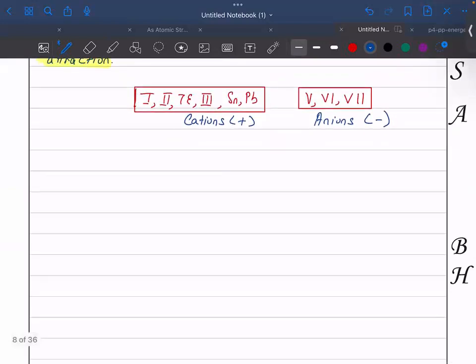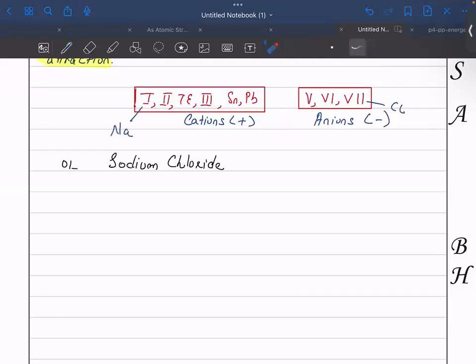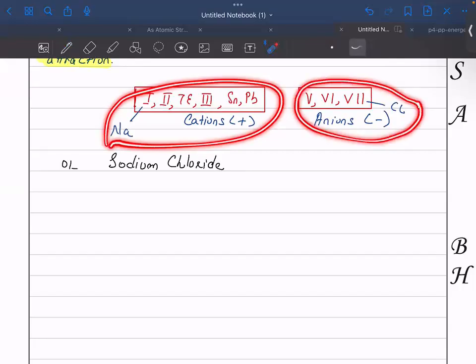For example, first of all, you have to identify whether the compound given is an ionic compound or not. See, sodium chloride. How would you identify whether sodium chloride is an ionic compound or not? Sodium is from group 1, right? And chlorine is from group 7. So sodium is from this family, metal है, and chlorine is from group 7, जो कि non-metal है. So together they will make an ionic bond. So sodium chloride is an ionic compound.